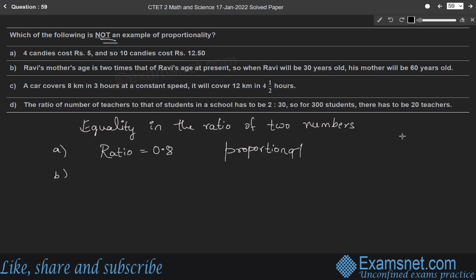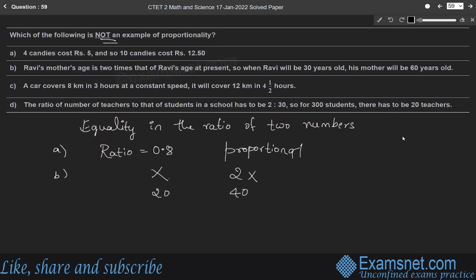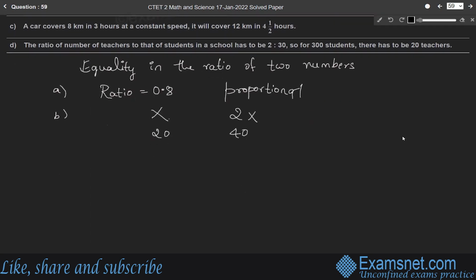Ravi's mother's age is 2 times Ravi's age at present. If Ravi's age is x, then his mother's age will be 2x. Let Ravi's age be 20 years. Then his mother's age will be 40 years. It means that his mother is 20 years older than him.